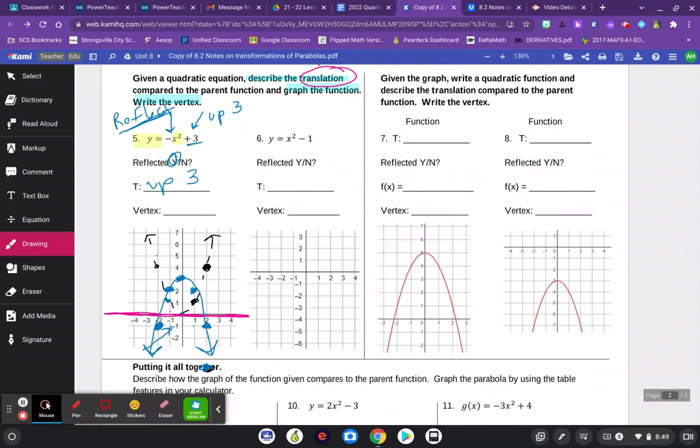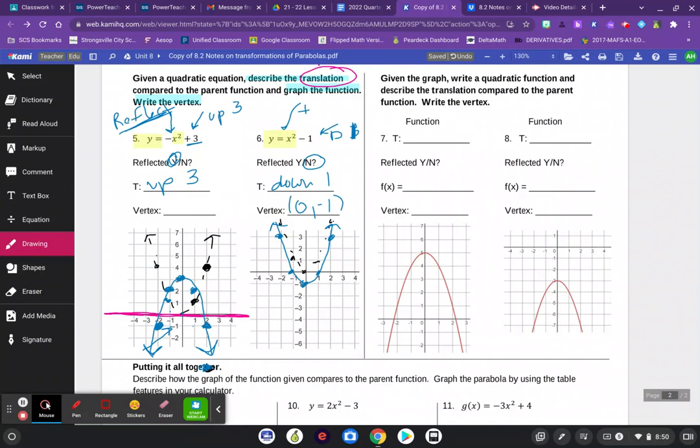I want you to pause the video. I want you to see if you can answer parts of 6 and get a graph going, and then we will check our answer. Okay, so it looks like I have no reflection for this particular graph. The a value in front of x squared is positive. And I do have the shift down 1, which puts my new vertex at 0, -1. And so my new graph is this blue graph here.